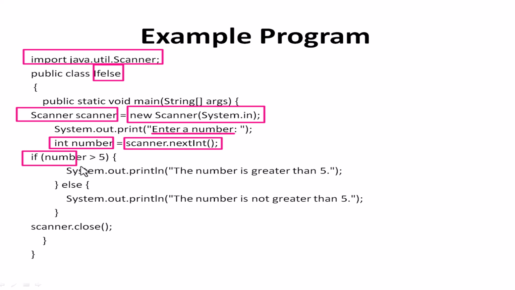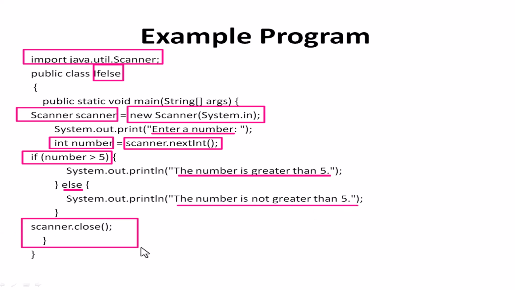So here the criterion is that you are going to check whether the number is greater than 5. Whatever number you enter, if it is greater than 5, then it is going to print the number is greater than 5. Else, if you have entered a value less than 5, then this particular statement will be executed: the number is not greater than 5. Finally, you are going to close this scanner. If you do not close this scanner, it is also executed.